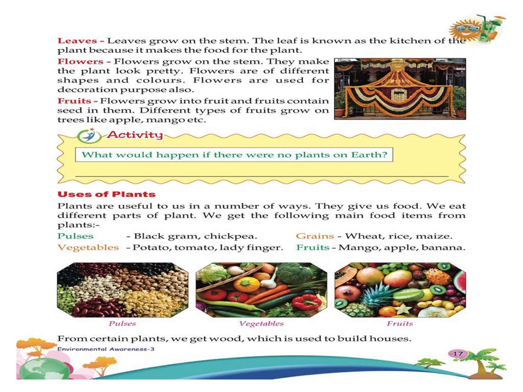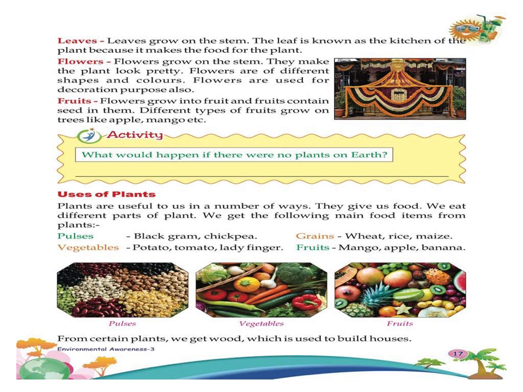Leaves. Leaves grow on the stem. The leaf is known as the kitchen of the plant because it makes the food for the plant. Flowers. Flowers grow on the stem. They make the plant look pretty. Flowers are of different shapes and colors. Flowers are used for decoration purpose also. Fruits. Flowers grow into fruit and fruits contain seeds in them. Different types of fruits grow on trees like apple, mango, etc.